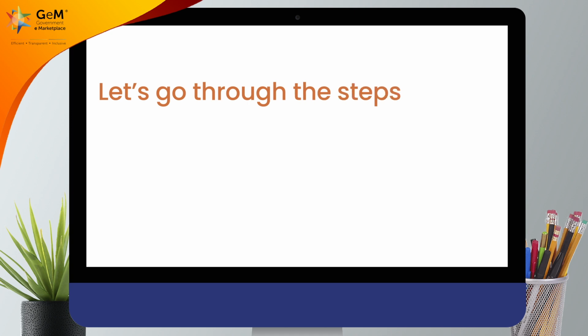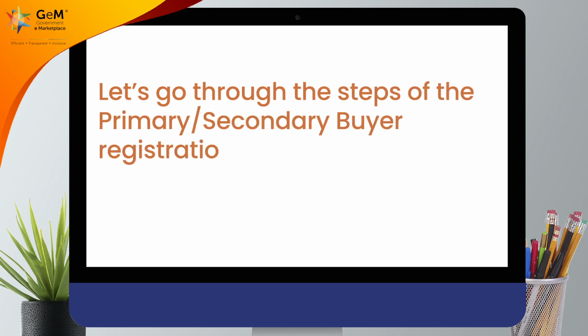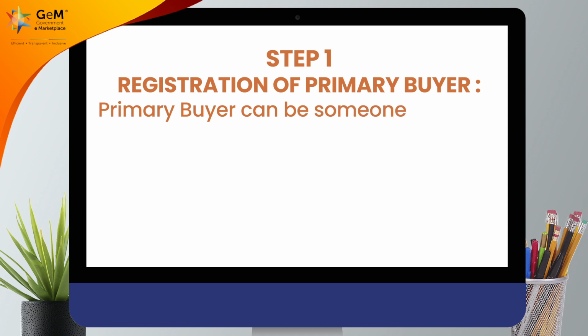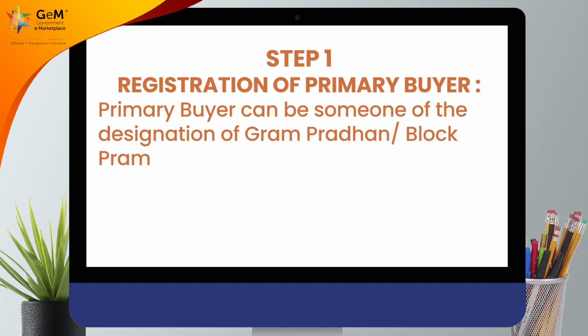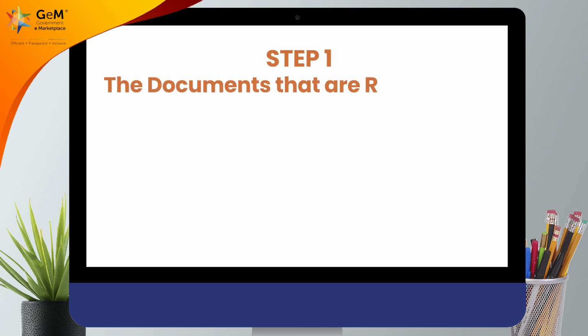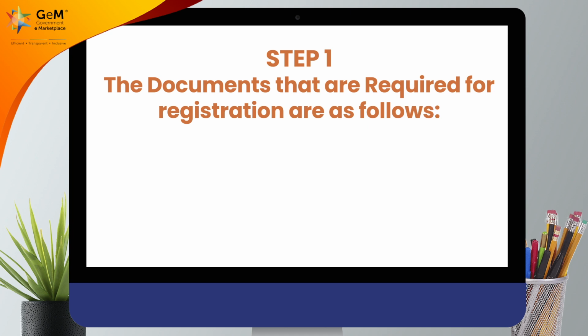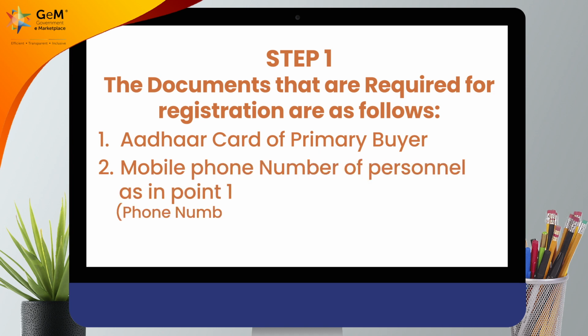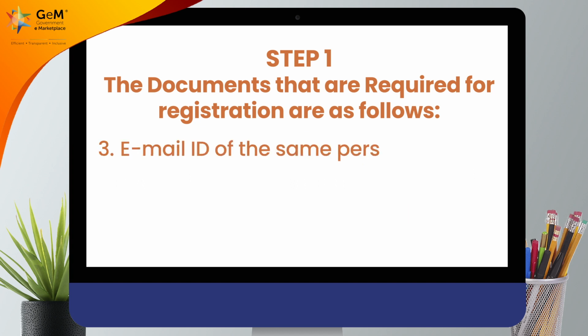Let's go through the steps of the primary-secondary buyer registration. Step 1. Registration of primary buyer. Primary buyer can be someone of the designation of Gram Pradhan, Block Pramukh, Zilla Pramukh, all elected members. The documents that are required for registration are as follows. Aadhaar card of primary buyer. Mobile phone number of personnel as in point 1, phone number shall be linked to Aadhaar. Email ID of the same person as above, NIC registered ID.